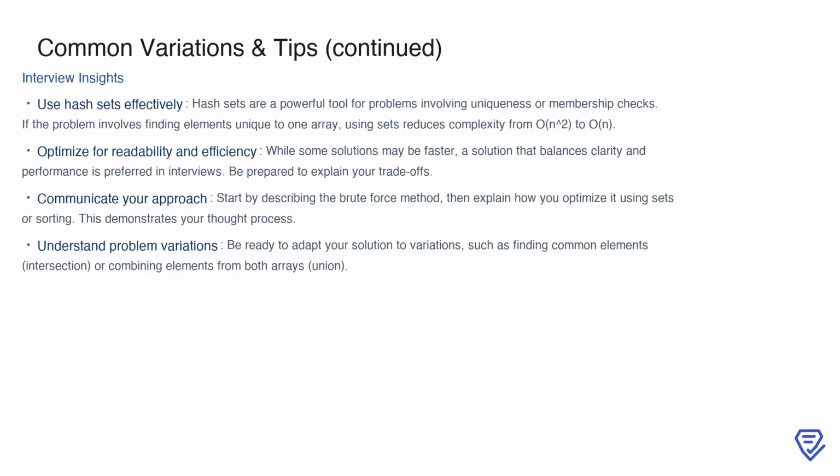Additionally, familiarize yourself with variations of the problem. For example, you might be asked to find common elements between two arrays, which is an intersection operation, or to combine elements from both arrays, which is a union operation. Being prepared for these variations ensures you can adapt your solution quickly.